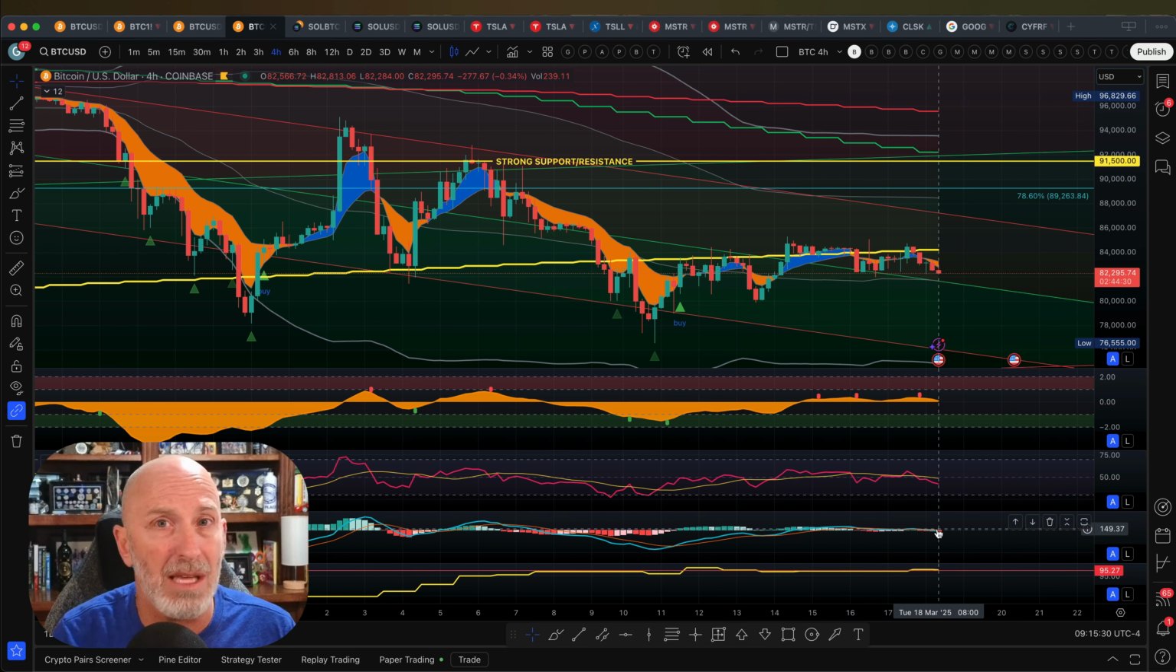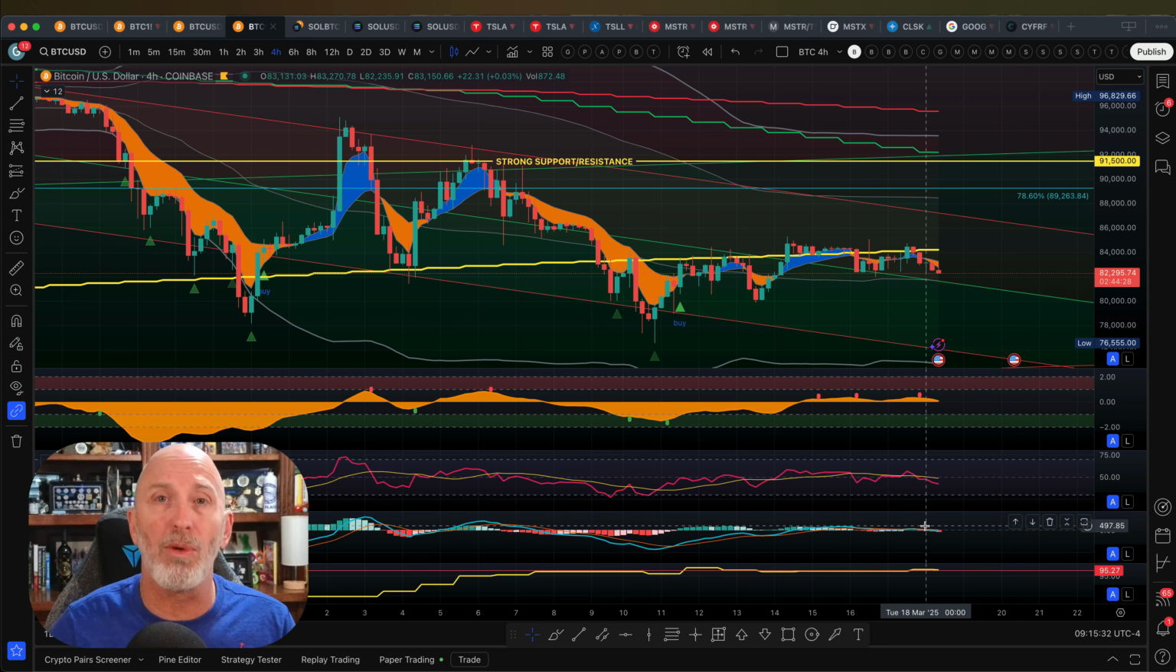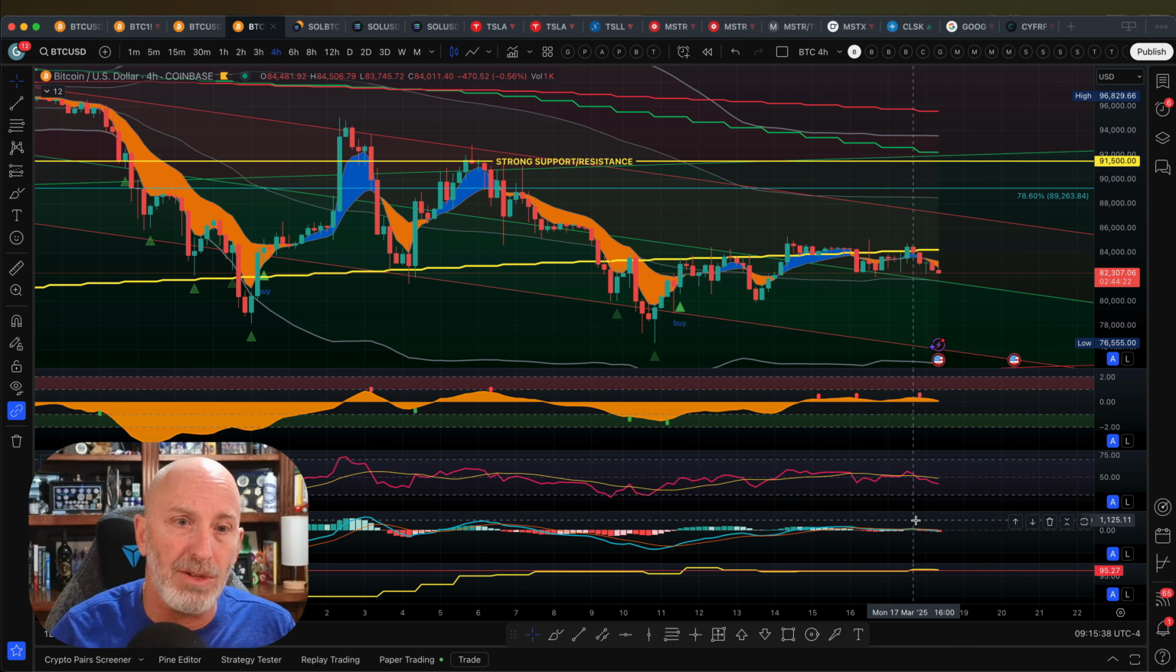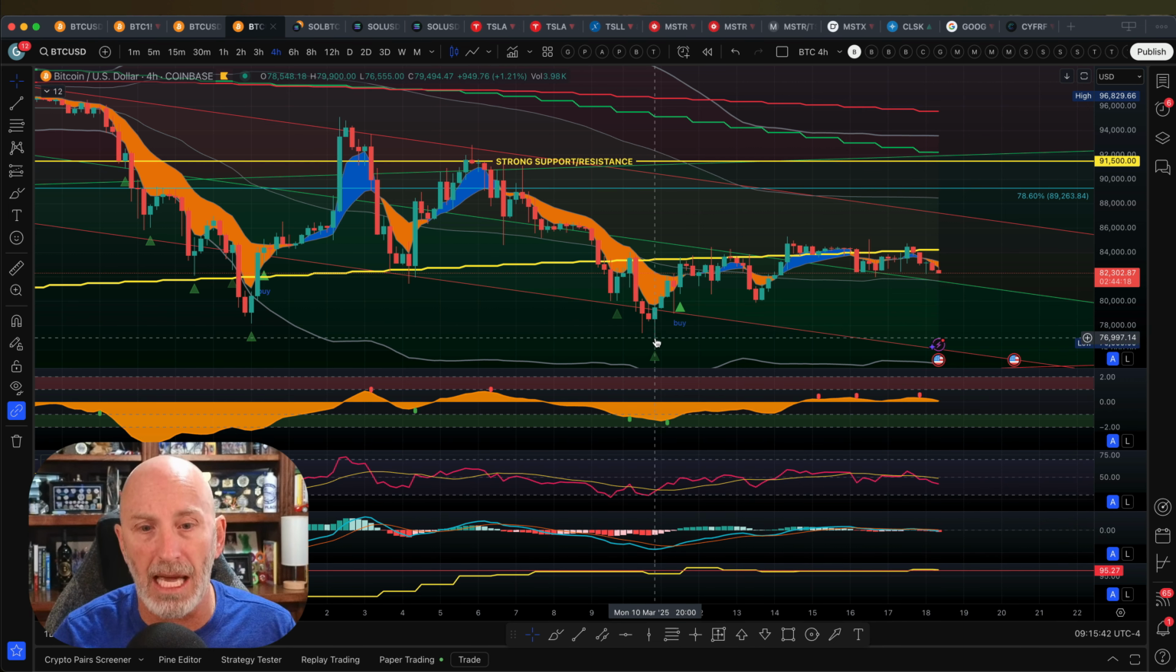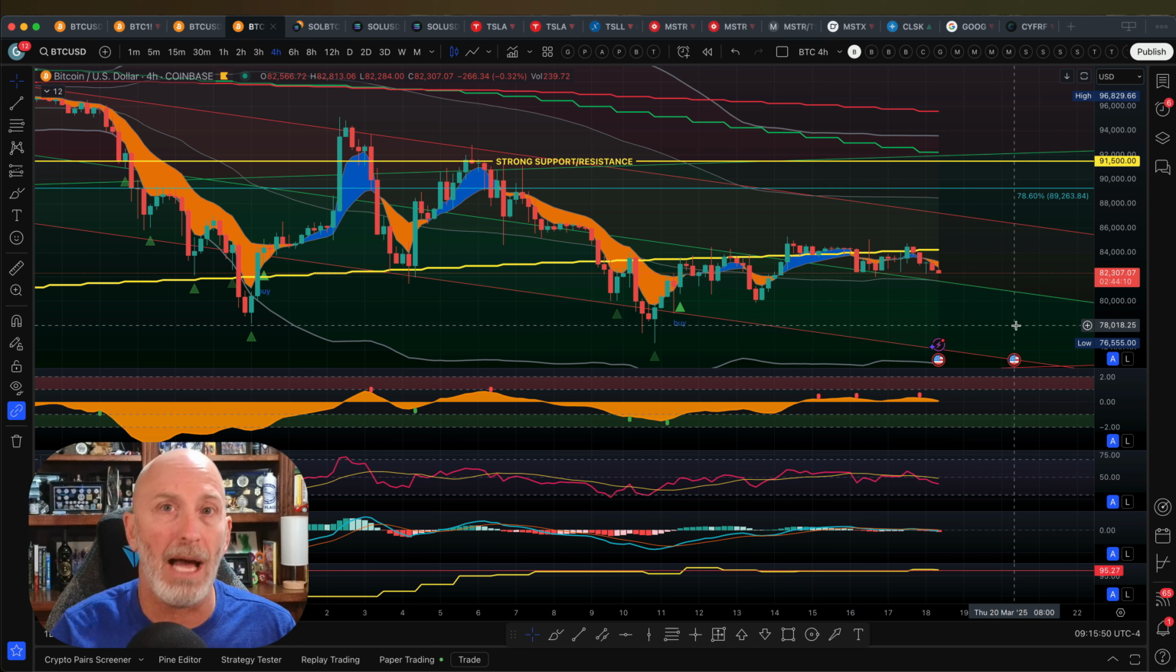It also means that perhaps the sellers are overwhelmed now and they're done with the selling. Now that we've dropped down and wicked down twice, basically making a double bottom back here at the end of February and again at the 10th of March. Could that be the bottom? Perhaps. Could there be a little bit further to go? Perhaps. I've heard people calling all the way down to $70,000 to $72,000 as being the floor.